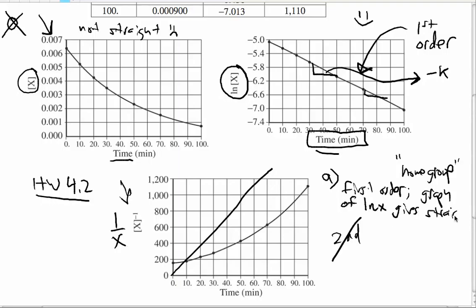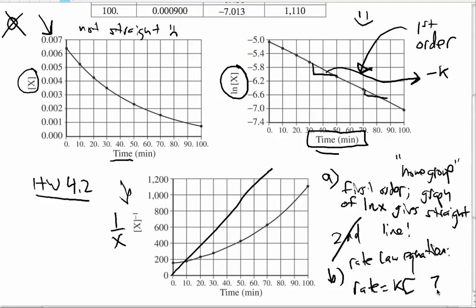And why don't we go ahead and write the rate law equation. We know that the rate law equation for a first order reactant is going to be rate equals k times the concentration of whatever that reactant is. In this case, it's x raised to the first power.